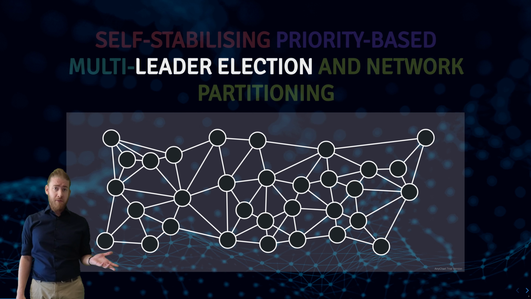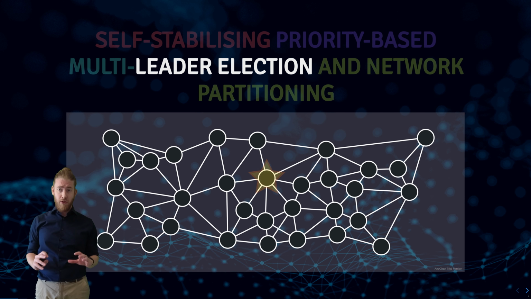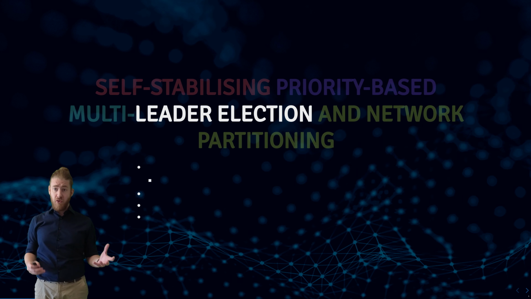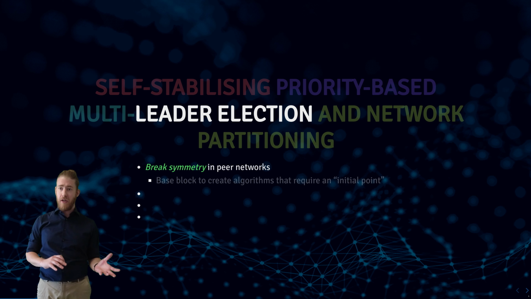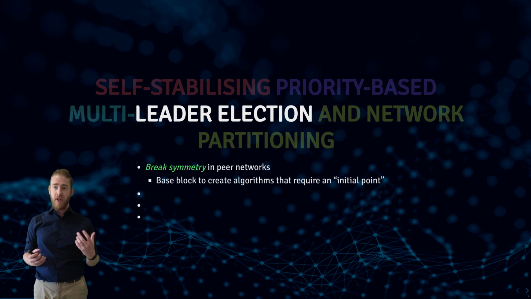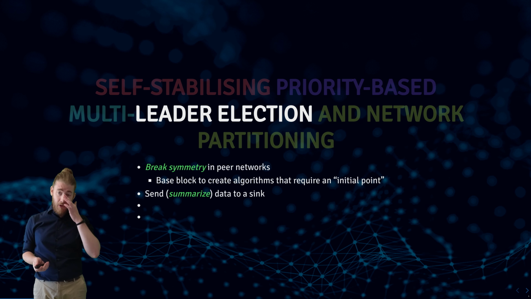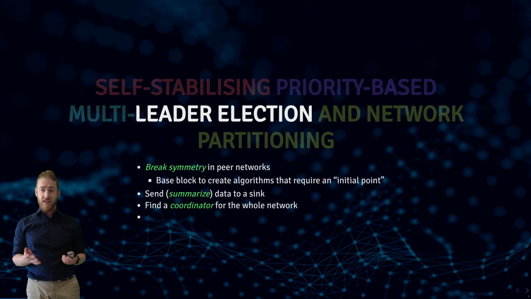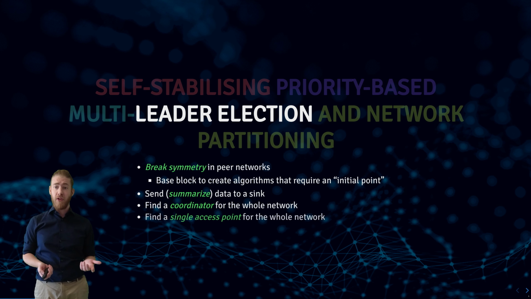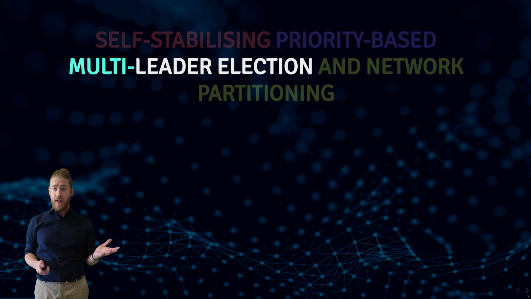Leader election algorithms are made to select a single node in a network, the leader, usually to assign coordination or special tasks to it. It is used for a variety of tasks, primarily breaking symmetry in a network of peers, or as a building block for other algorithms that require a seed node to proceed. For instance, to decide where to send data collected by all devices, or find a central coordinator, or enforce a single access point.